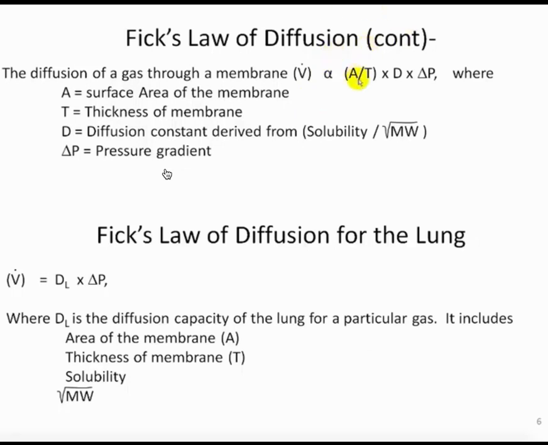But these are the variables, and the reality is that this D is essentially a constant. Again, it's solubility and molecular weight, and that's really nothing that we can change. Essentially, what disease changes is disease will either decrease A or it'll increase T, and that's what we'll tend to see in pulmonary disorders.